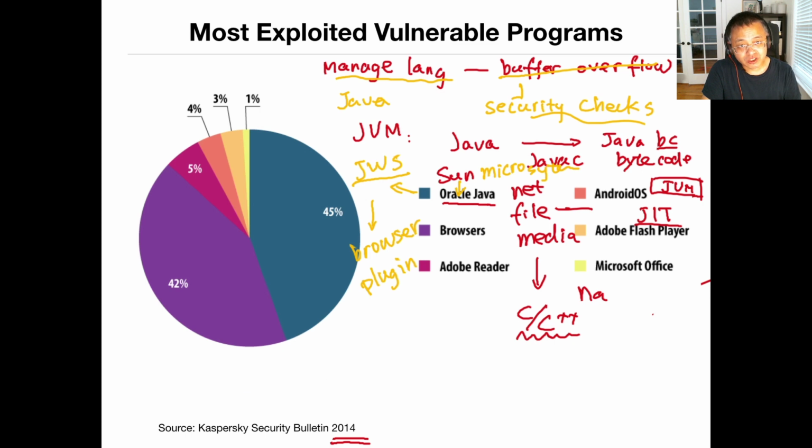So if you go to a malicious website, they can detect whether you have Java installed in your browser. And if they find that you have a vulnerable version of Java, they can exploit your Java virtual machine. This is why Oracle Java, even though it's a managed language at the upper layer, is still incredibly vulnerable. The second most vulnerable software is the browsers.